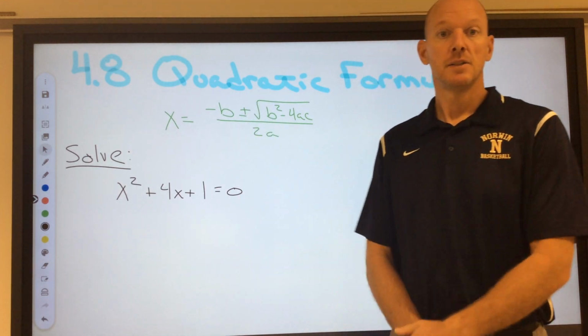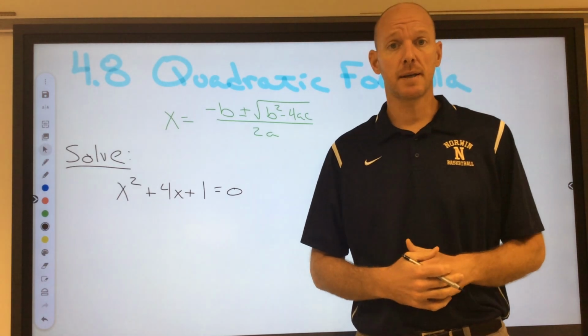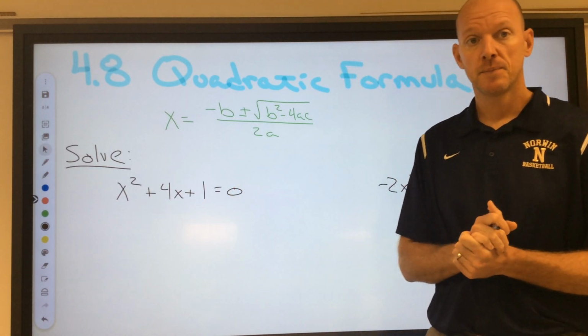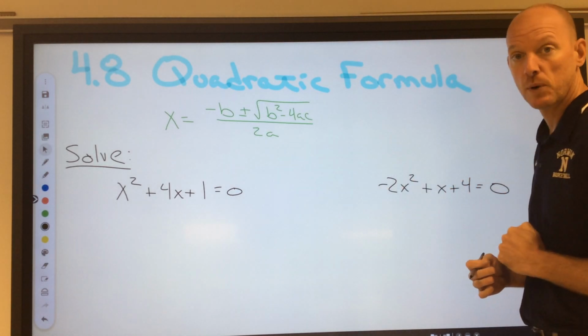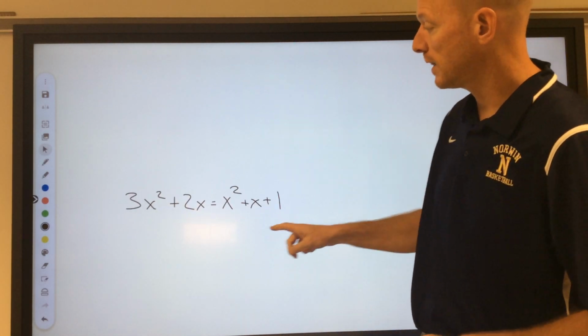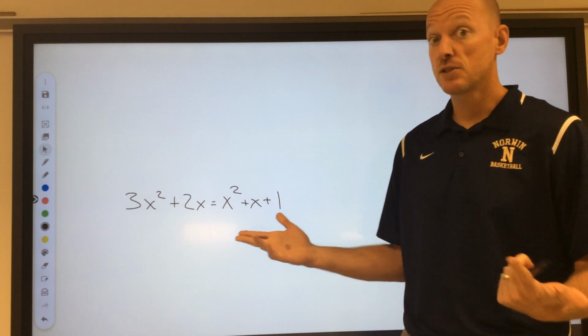Quadratic formula. So we now have this formula that we can use to solve any quadratic, provided that the quadratic is in standard form set equal to 0. So we're going to take a look here at a couple examples, and in the first two examples, we're going to see that the equation is already set equal to 0 for us. However, in our last example, we're going to address what we need to do if the equation is not set equal to 0.